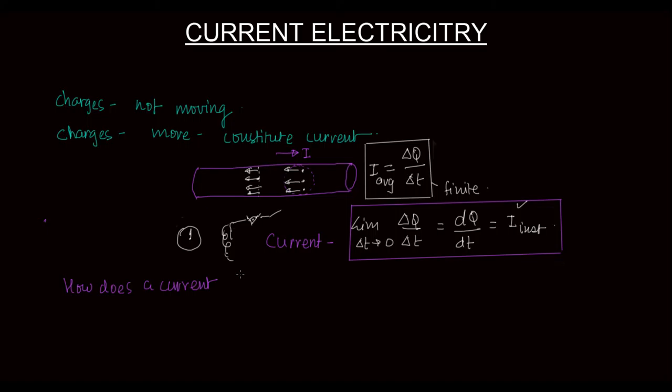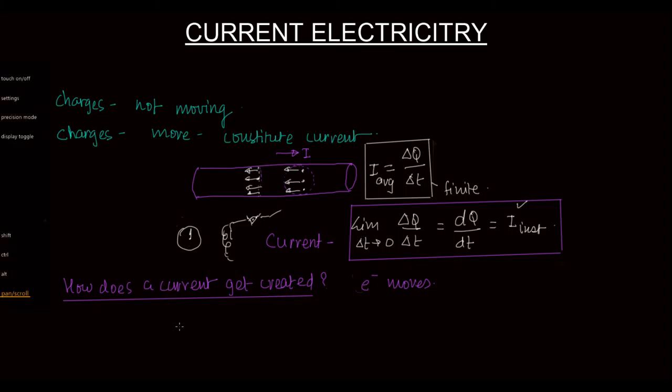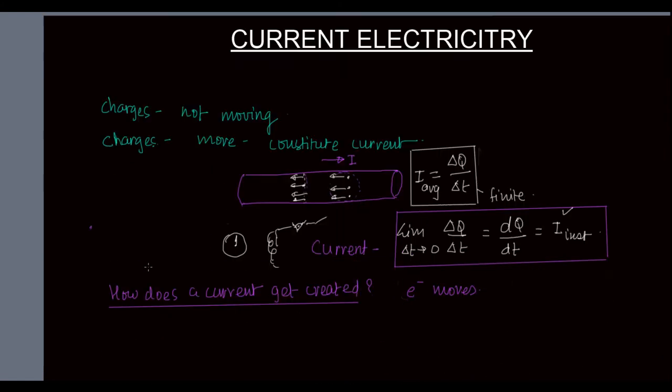Now, how does a current move? If it moves, there should be a cause. How does a charge move, or how does a current get created, right? This has got its origin in what we studied in the last chapter. If there is a current, it means the charges are moving. And in case of solid conductors, what moves? It is the electron which moves, right?